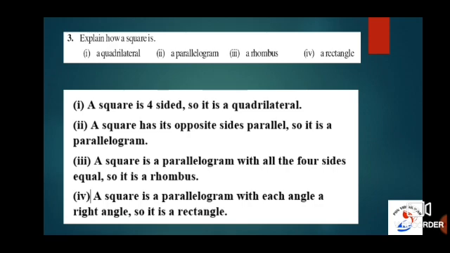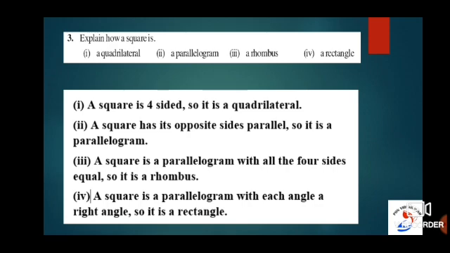Question number 3. Explain how a square is subdivision 1 a quadrilateral, subdivision 2 a parallelogram, subdivision 3 a rhombus and subdivision 4 a rectangle. Now, a square is a 4-sided figure, no children? So, it is called a quadrilateral. Second, how is a square a parallelogram? As the opposite sides are parallel and also they are equal, hence you can conclude a square to be a parallelogram. Third one, how is a square a rhombus? A square is a parallelogram with all the 4 sides of equal measurement. So, you can say a square is a rhombus.